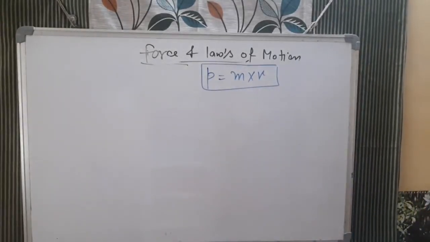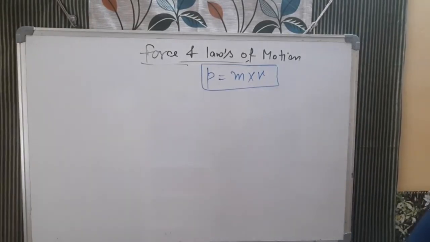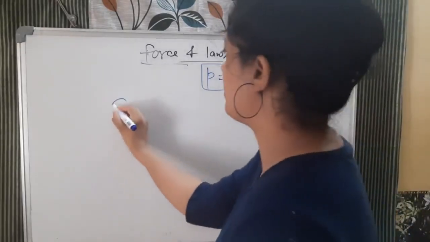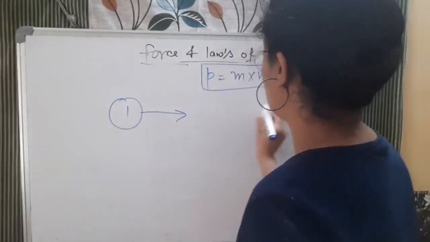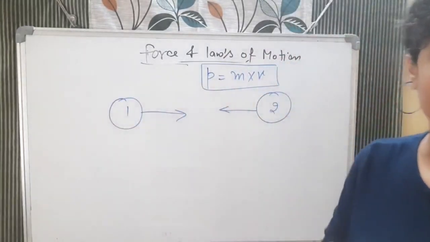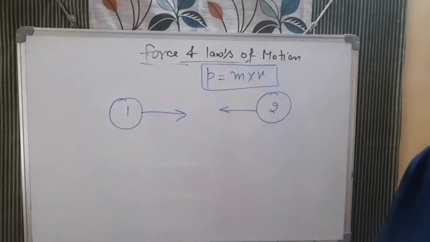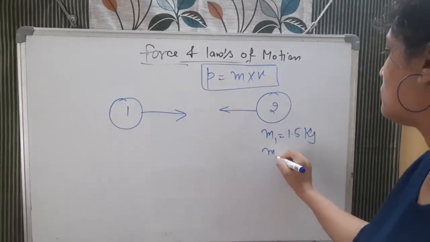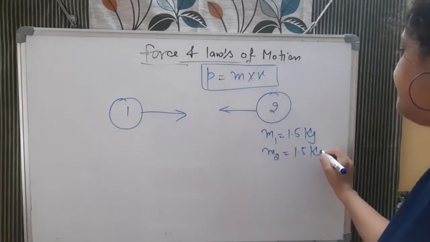Now the next question, okay, this is a numerical I think. Two objects each of mass 1.5 kg. Now this question is based on the conservation of momentum. Two objects each of mass 1.5 kg are moving in the same straight line but in the opposite direction. Okay, so one is here, two is here, same line but in the opposite direction. That is given. Each of mass 1.5 kg. M1 is also 1.5 kg. M2 is also 1.5 kg.